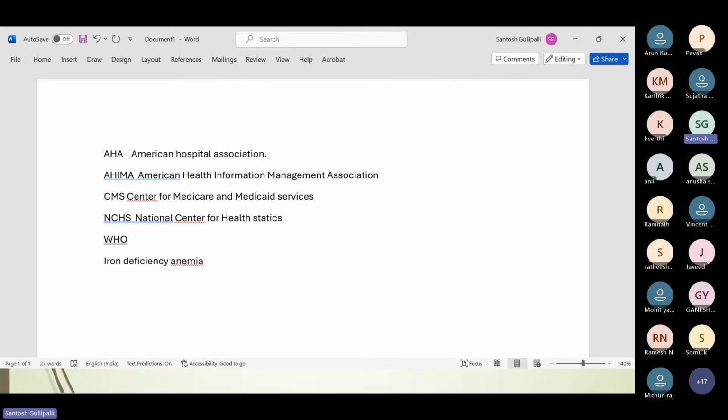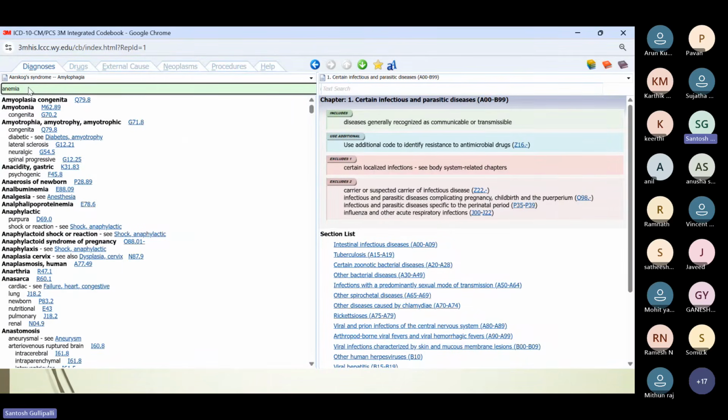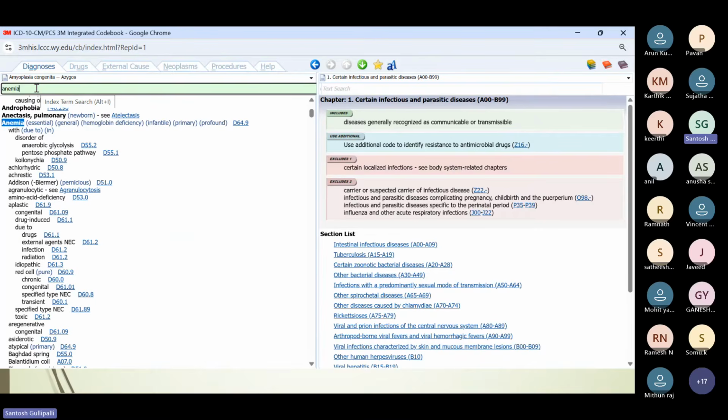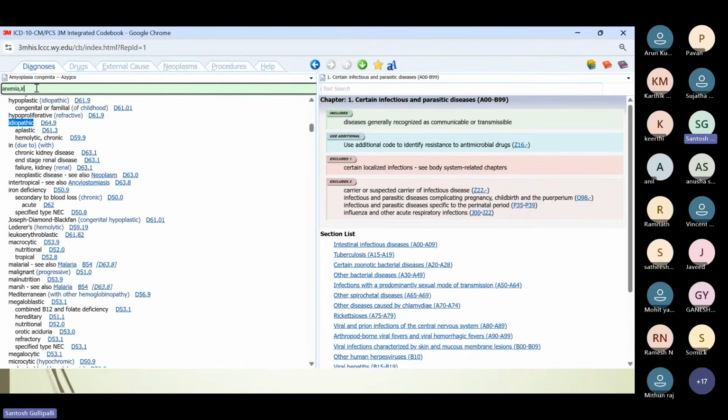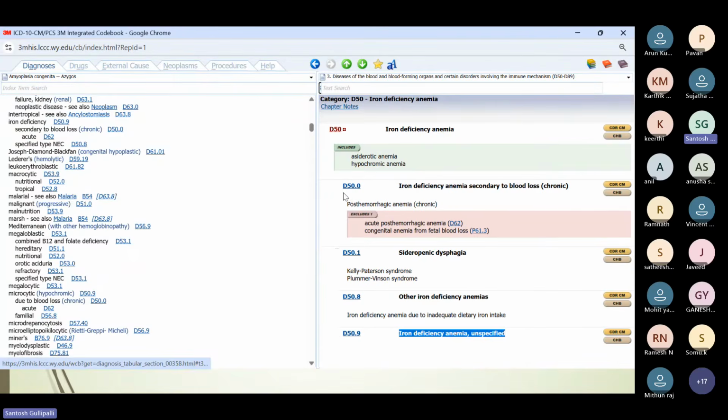So, how do we look up this iron deficiency anemia diagnosis? What is the main term? Anemia is the main term. So go to anemia first, and under anemia, iron deficiency. Please enter a comma here. The code is D50.9. Okay, see the tabular list.